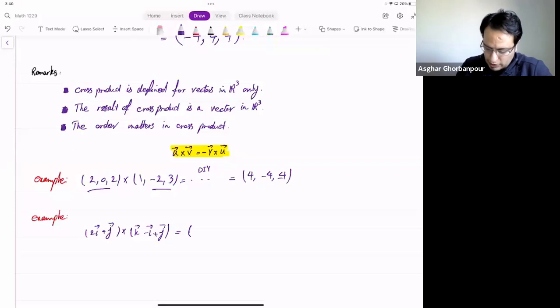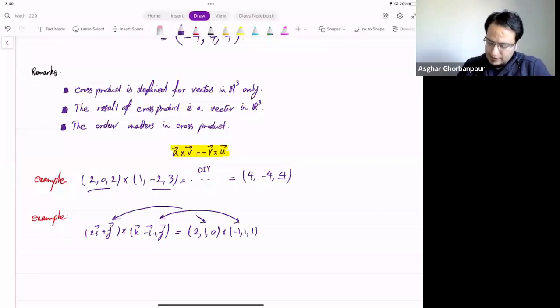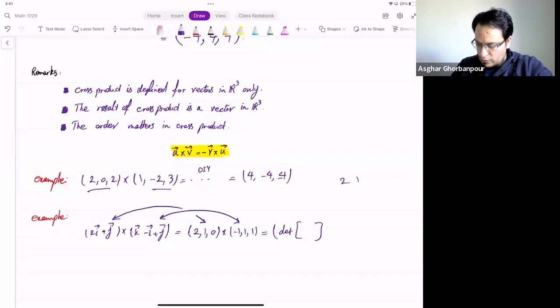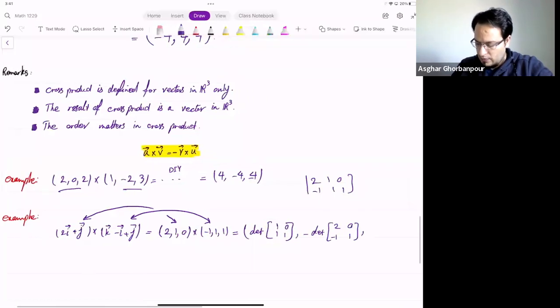Well, I'll turn this one to the component notation: (2, 1, 0) cross (-1, 1, 1). These are the component versions of these vectors, which are given in ijk notation. This will give me the determinant. I cover the first column, I get 1, 0, 1, 1. The second column, I get 2, 0, -1, 1. And I cover the third one, I get 2, 1, -1.